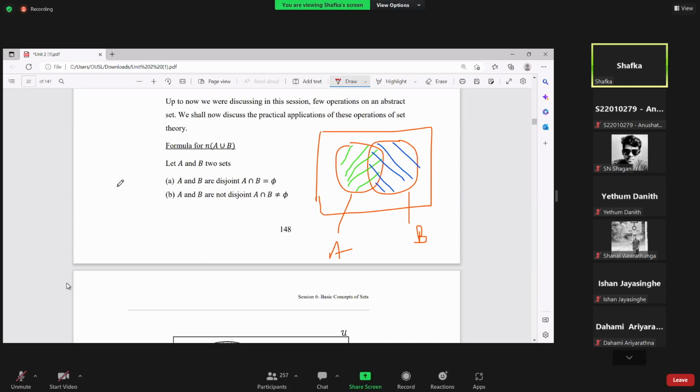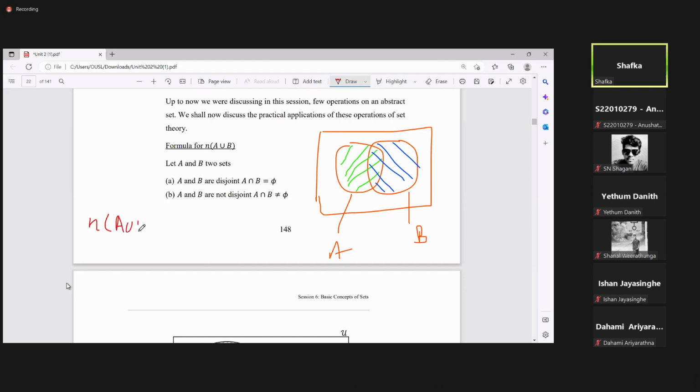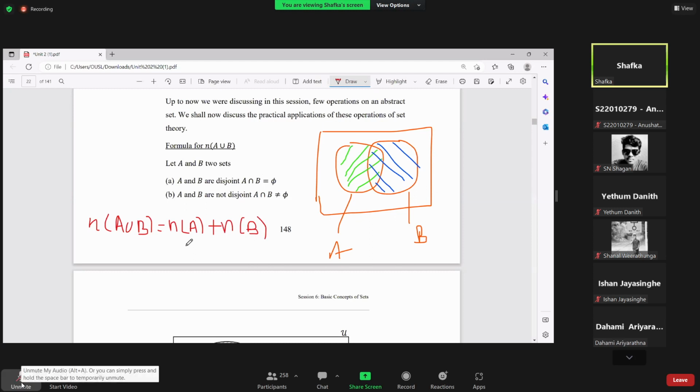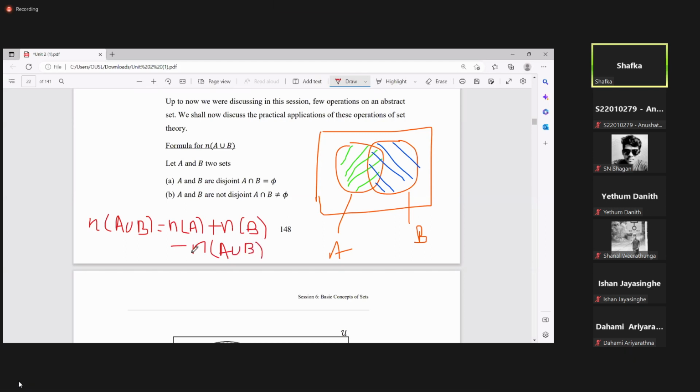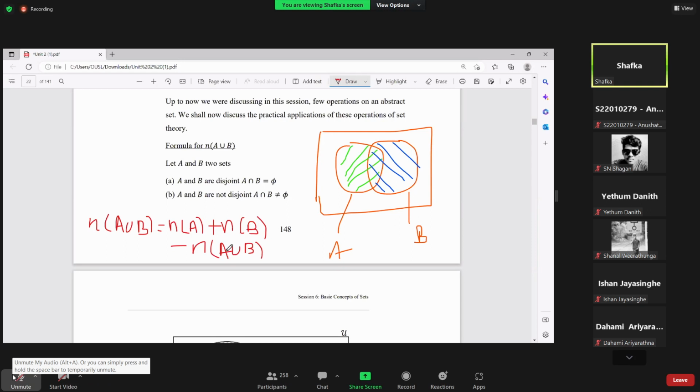Okay, if I am considering n(A union B), the number of elements in A union B, is equal to the number of elements in A plus the number of elements in B. Is that correct? Minus the number of elements in A intersection B. Can you understand why we are deducting the number of elements of A intersection B from here?